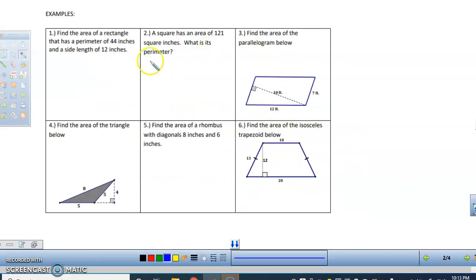So on these 6 examples, I want you to try these yourself. If you don't see a picture, it can be helpful to draw one to help you out. But please pause and try these.